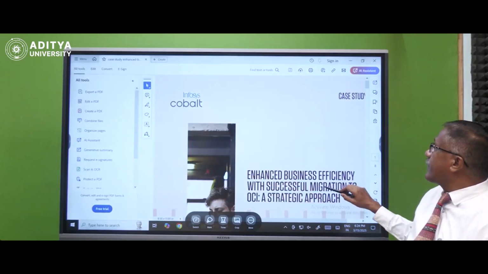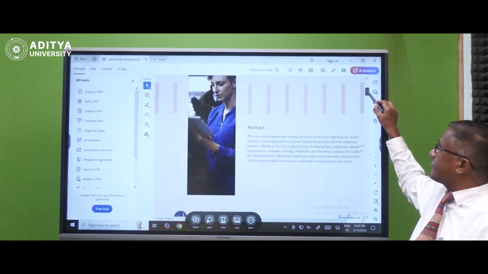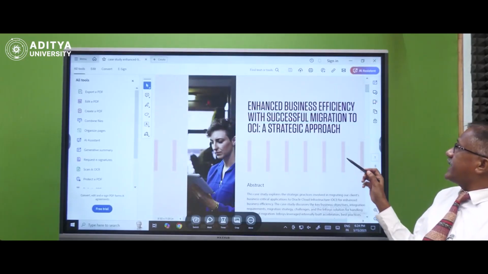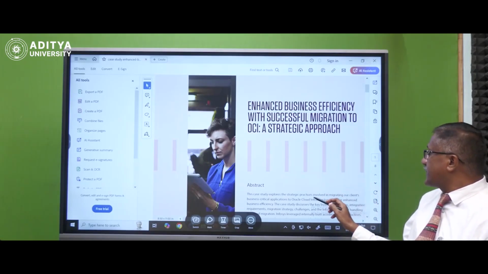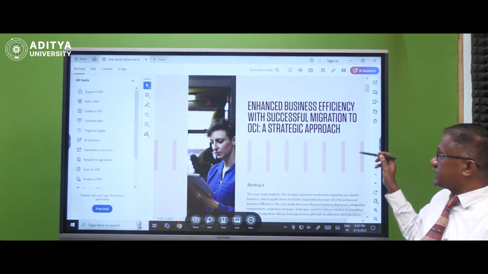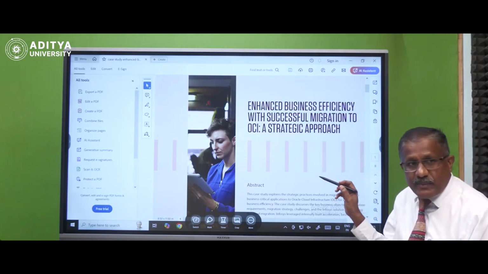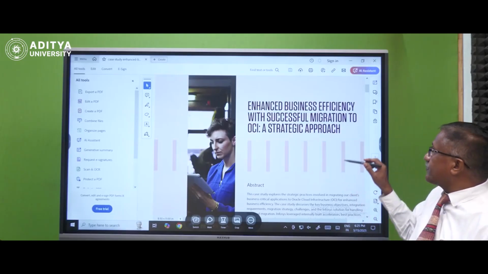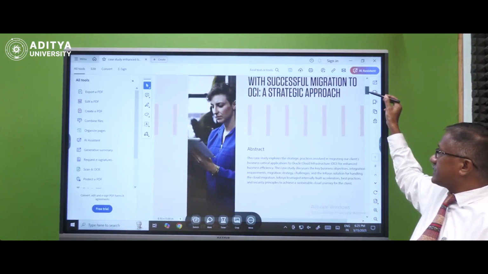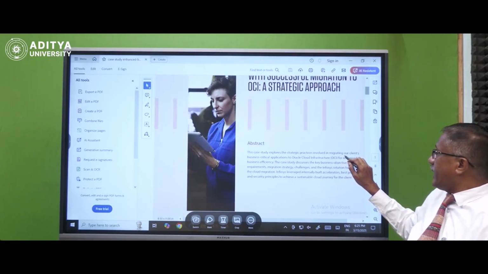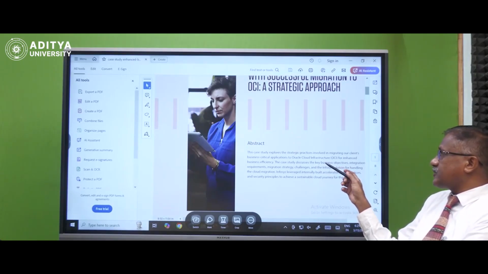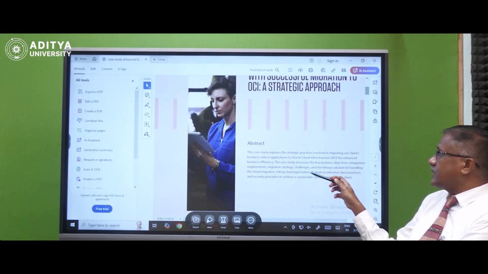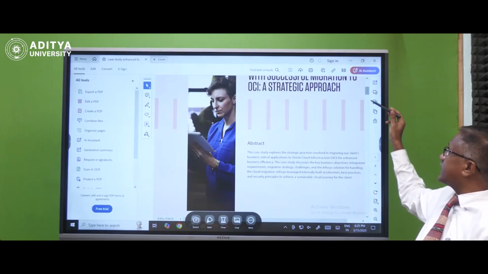Another one: enhanced business efficiency with a successful migration to Oracle Cloud infrastructure, a strategic approach. This will be shared in the chat window also so that it may be useful for your future study. This case study explores the strategic practices for migrating the client's business applications from one platform to another, especially to Oracle Cloud Infrastructure. It discusses the key business objectives, requirements, mitigation strategies, challenges, everything like that.